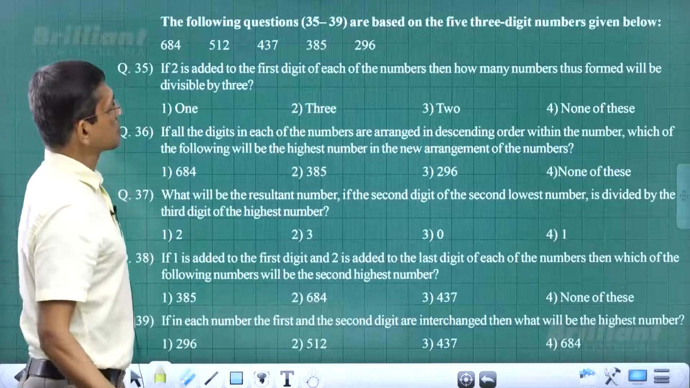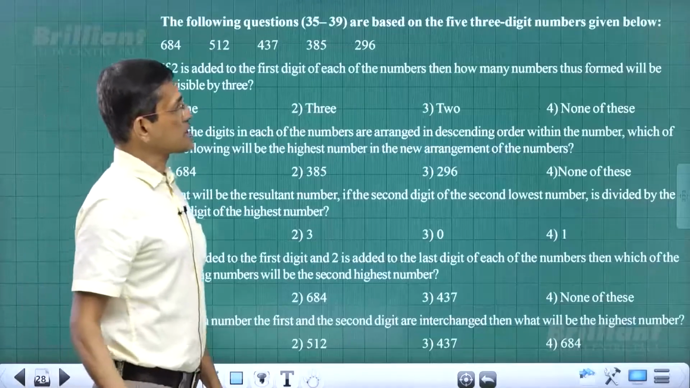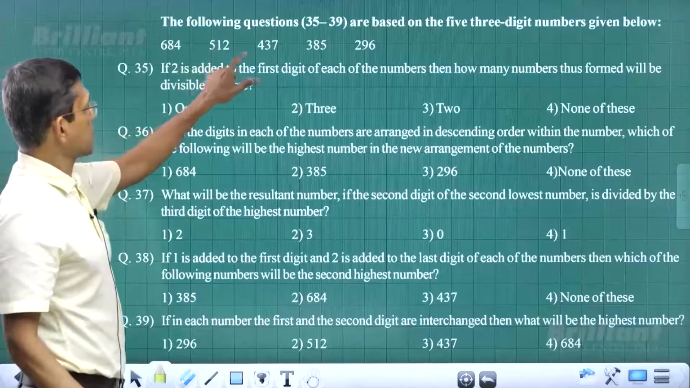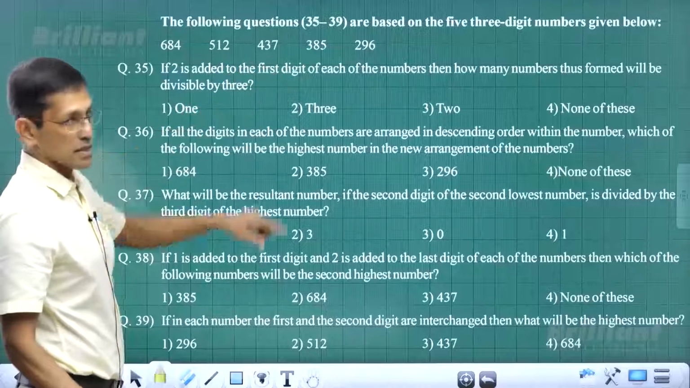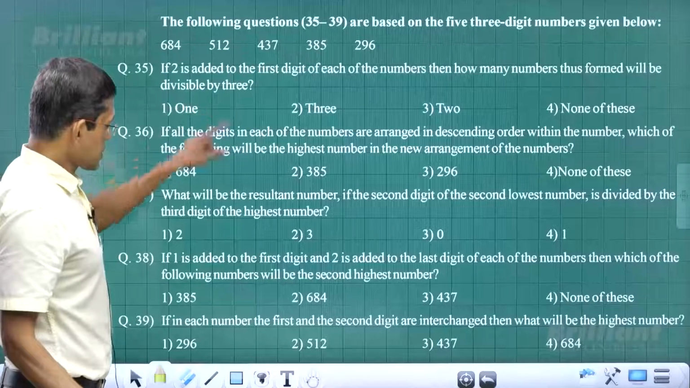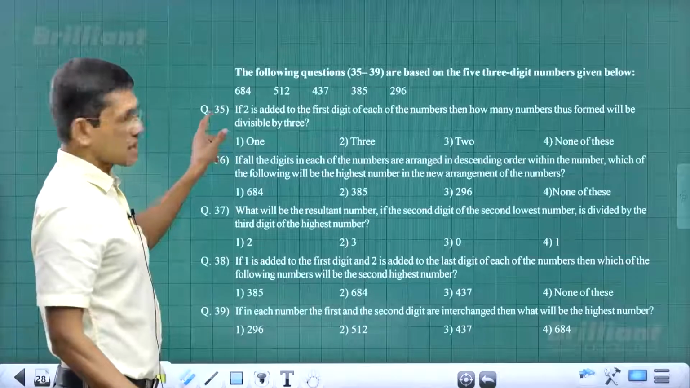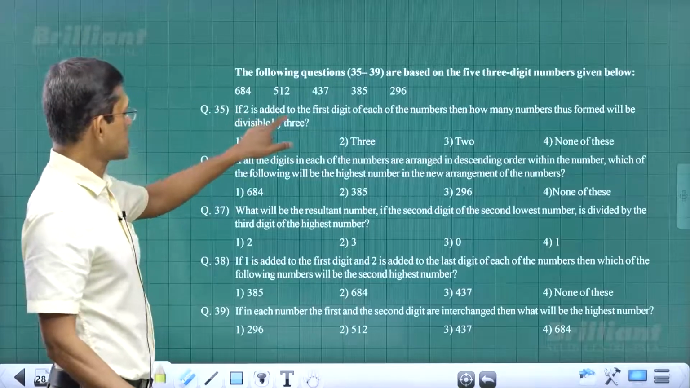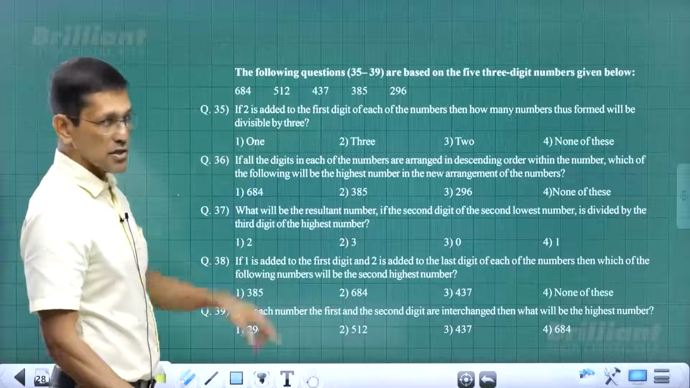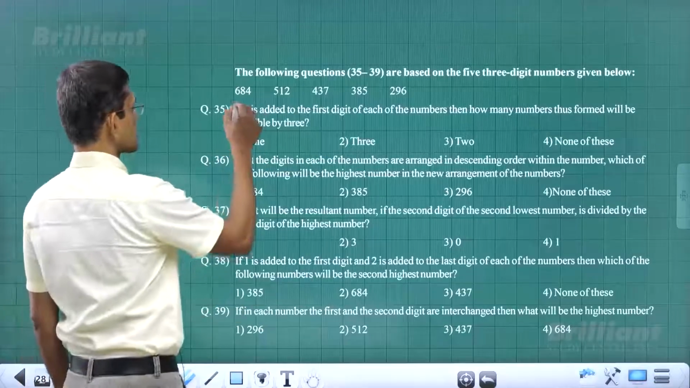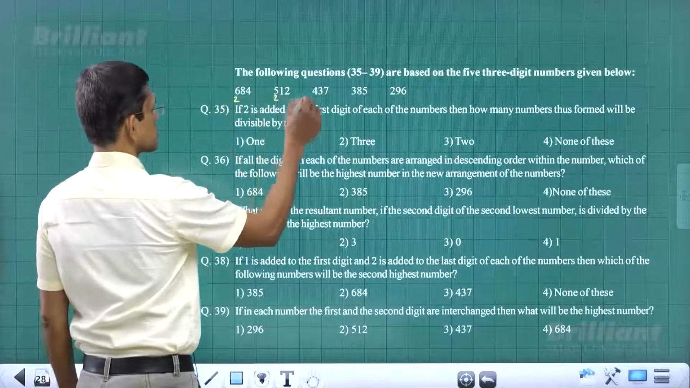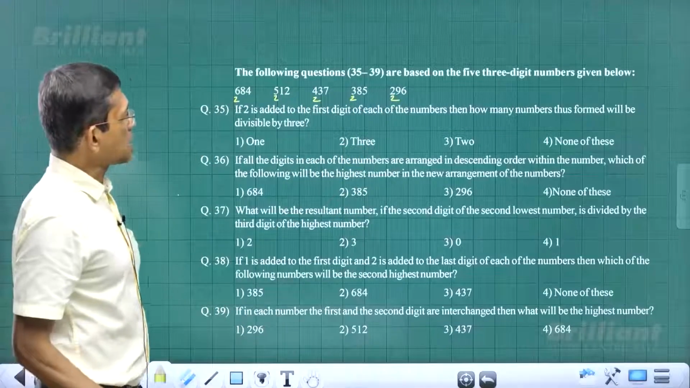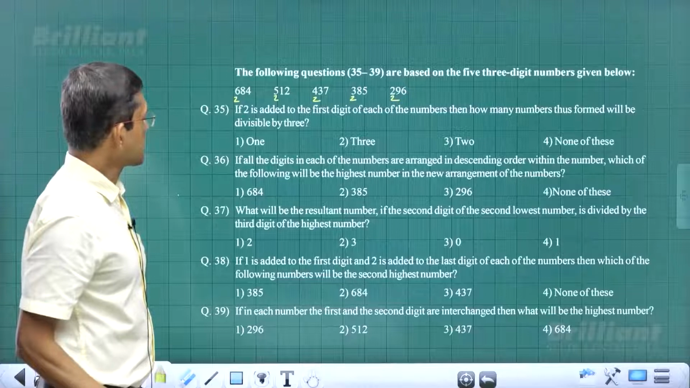The following questions are based on the 5 three-digit numbers given here: 684, 512, 437, 385, 296. And the questions, we'll take a look at them. Question number 35, there's some kind of operation mentioned. If 2 is added to the first digit of each number, then how many numbers thus formed will be divisible by 3?